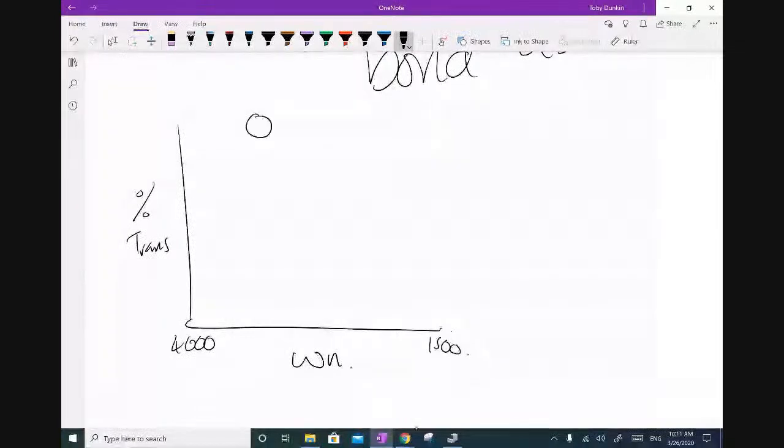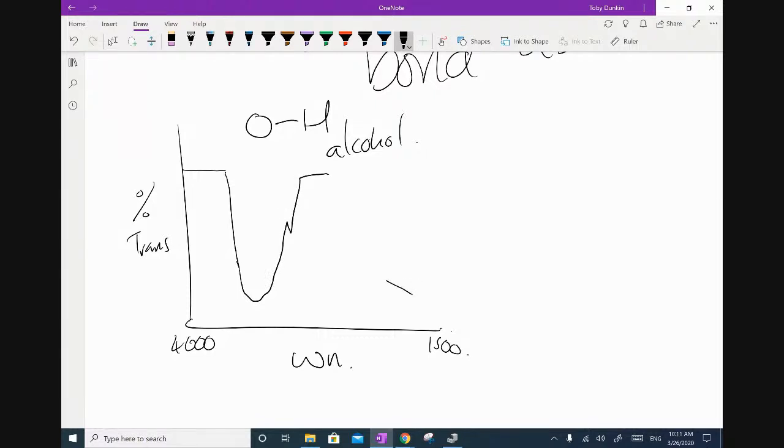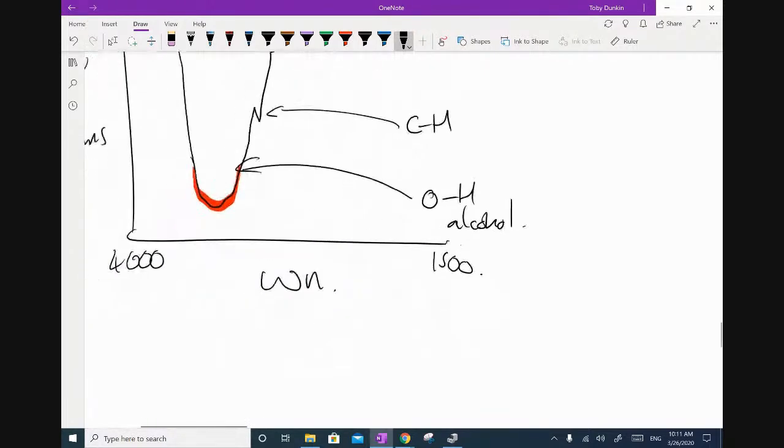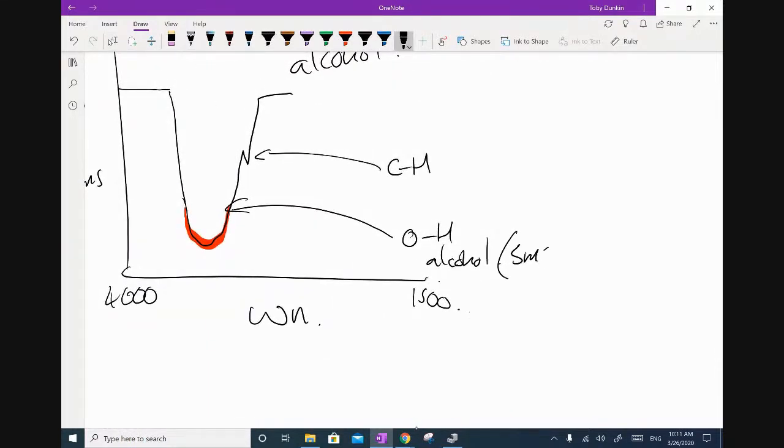This now is going to be OH alcohol. So this is a very specific absorbance. Here's what it looks like. It's a big absorbance. Oh, it needs to be super smooth. There we go. That little peak there is a CH absorbance, but this one is OH alcohol. And the reason why you know this is because the curve at the end is smooth. You are always smooth on alcohol.